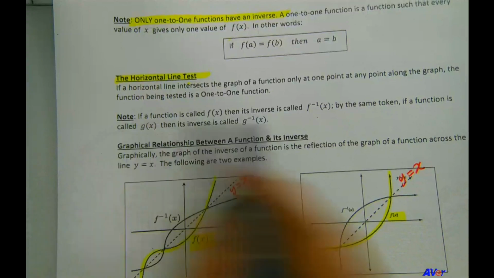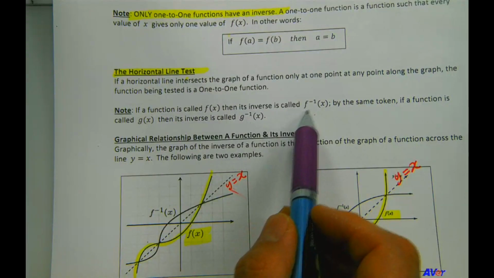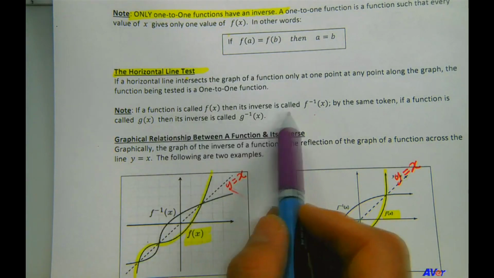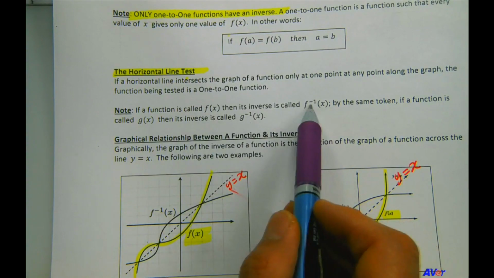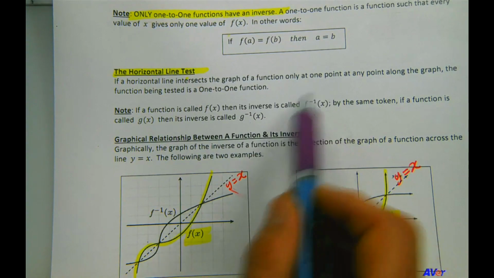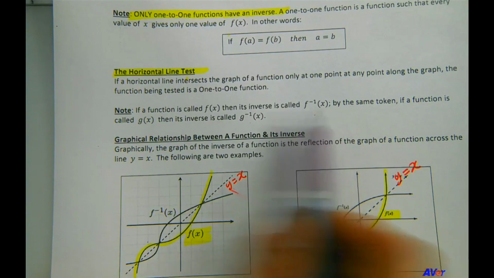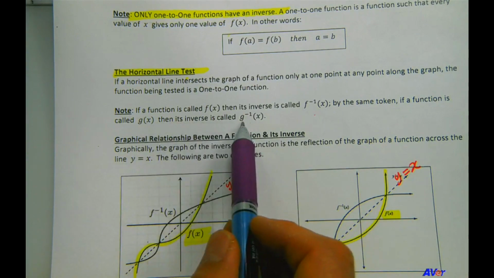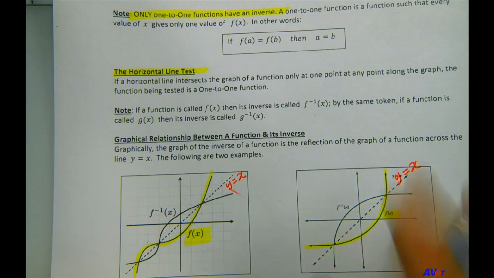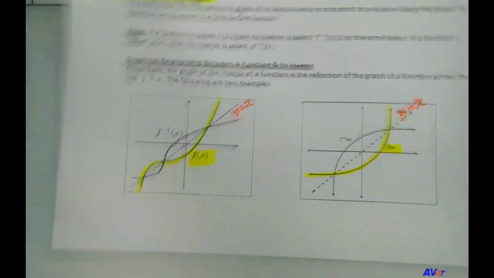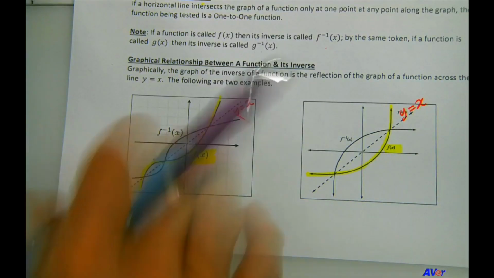And here in this note, I'm talking about the notation for the inverse function, which I mentioned earlier. If a function is called f of x, then its inverse is called f inverse of x. And that -1 is not a negative power. It's just part of a symbolic name for the inverse of a function f. And if the original function is called g of x, then its inverse is called g inverse of x. And we already talked about these graphs and the graphical connection between a function and its inverse.